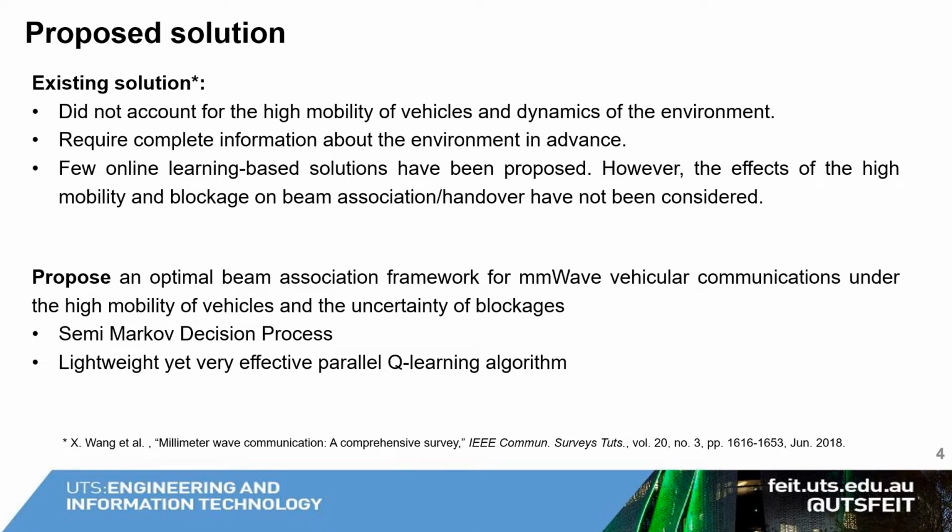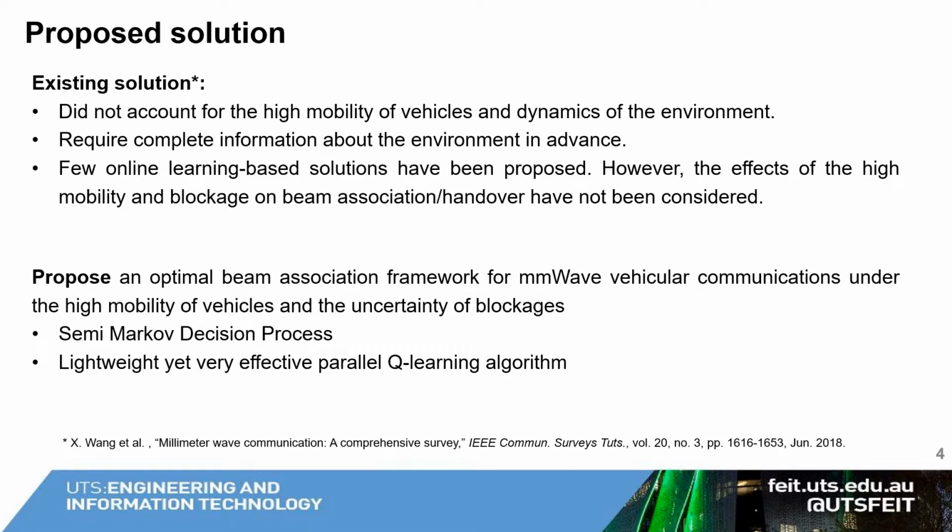Several studies in the literature have been proposed to address the limitation of millimeter wave communication. However, the solutions did not account for the high mobility of vehicles and the dynamics of the environment. More importantly, they require complete information about the environment in advance, which is not feasible in practice. A few works introduce online learning-based solutions to deal with the drawbacks. However, the effect of the high mobility and blockage on beam association has not been considered.